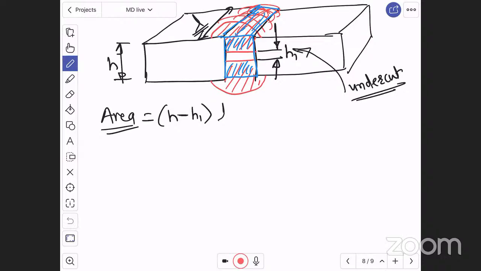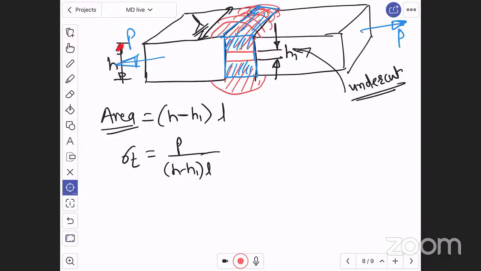This is the area. And here on this plate, the tensile force P is acting as a tension. Therefore, there will be a sigma T, tensile stress, which is nothing but force divided by area, which is nothing but (H minus H1) into L, where H is the plate thickness, H1 is the undercut, and L is the length of weld, right?